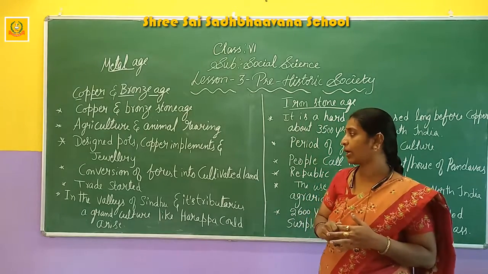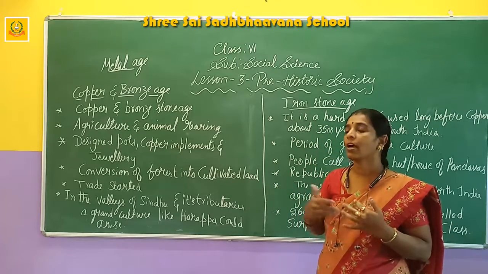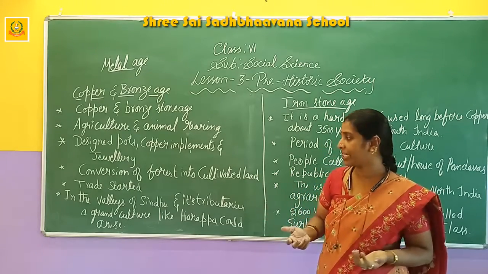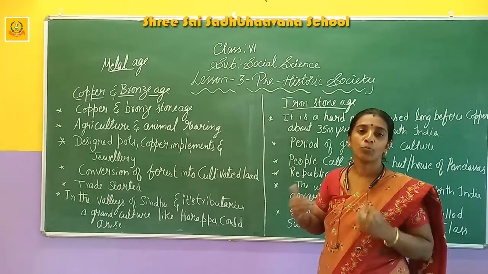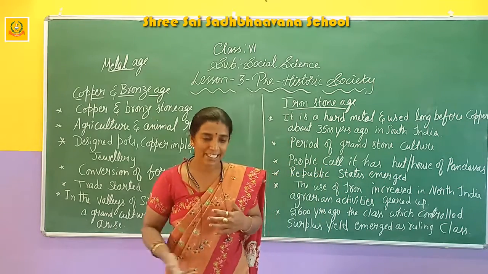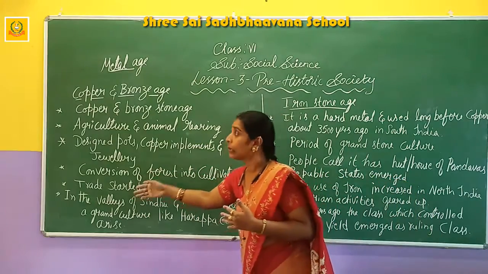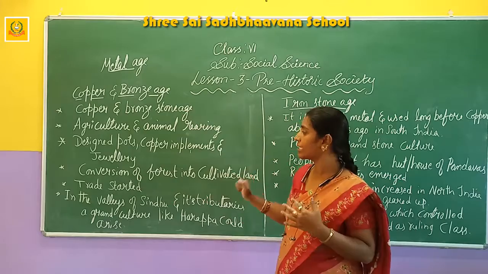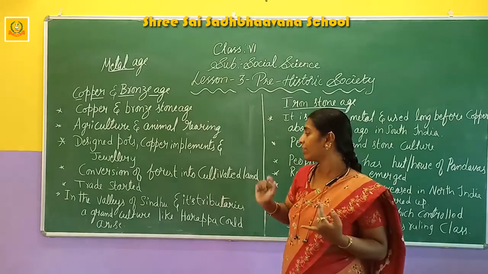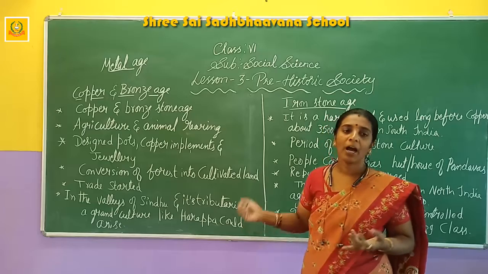Then you can assume, once the forest is converted into cultivated land, the agriculture activities geared up. They started to do more cultivation, and finally the yield was more. When the yield was more, they started to transport the excess yield to the needy places. So that started the trade. So in Copper and Bronze Stone age, the trade started. You understood how the trade started? Thus, in the valleys of Sindhu and its tributaries, a grand culture like Harappa arose.